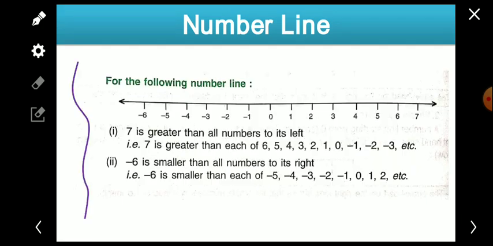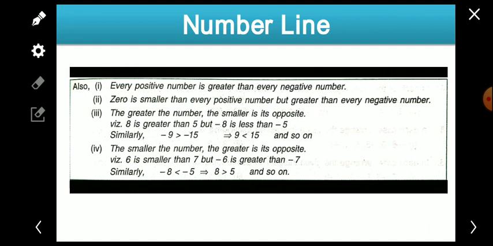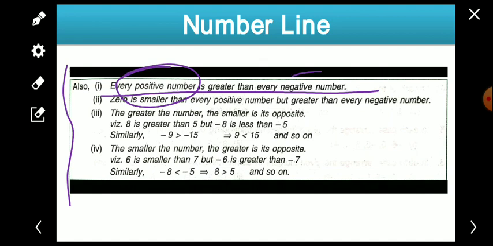You can practice these things by taking numbers yourself. Take any two integers and compare them using the number line. Practice more and more, then you will understand better. Now some conclusions: every positive number is greater than every negative number. Obviously, every positive number is greater than a negative number. Why? Because positive numbers are on the right side of negative numbers.